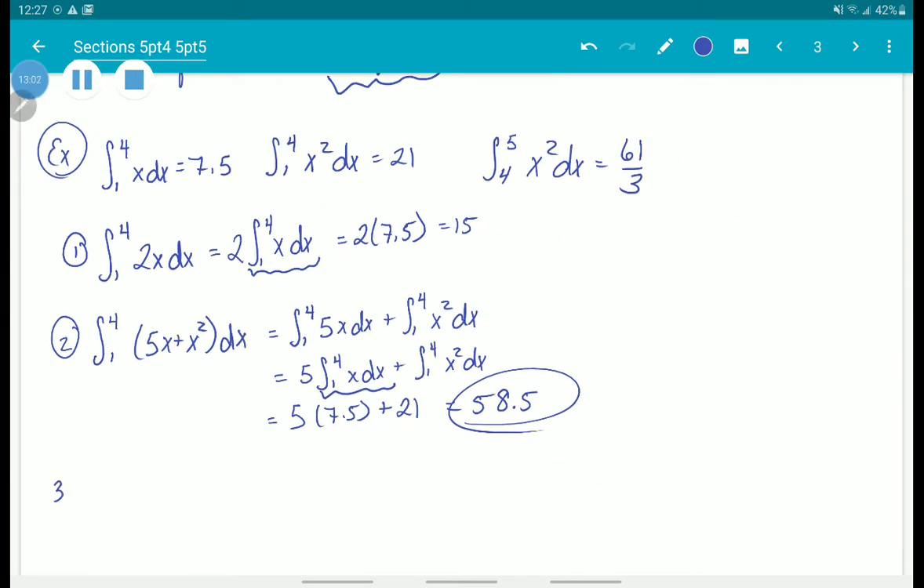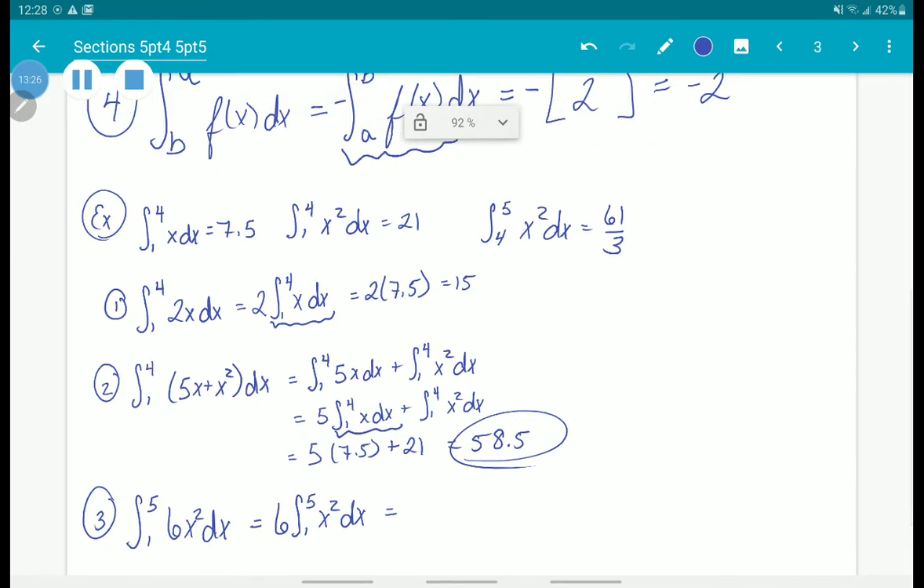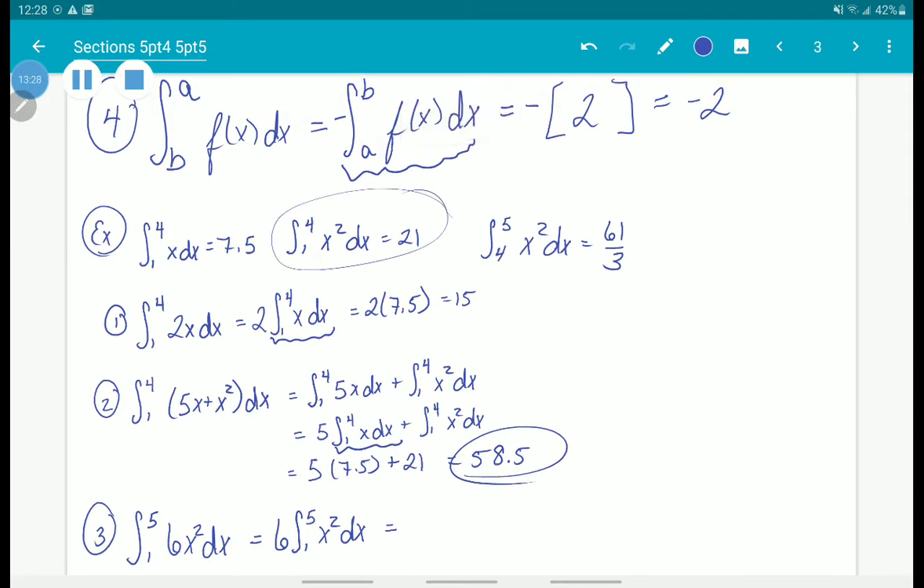And then let's do one more. Suppose we want to know from 1 to 5 of 6x squared dx. You could pull that 6 out. Now we don't have a 1 to 5, but we do have a 1 to 4 and a 4 to 5. So we could rewrite that as the integral of 1 to 4 of x squared dx plus the integral of 4 to 5 of x squared dx.